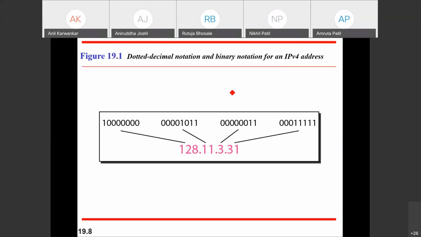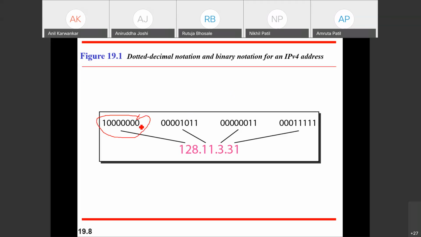How is this IP address allocated? The typical notation is known as dotted decimal notation. It's very difficult to remember a 32-bit address which consists of ones and zeros. So instead of remembering the IP address in ones and zeros, it was thought that we will assign a dotted decimal notation. See this first quantity.